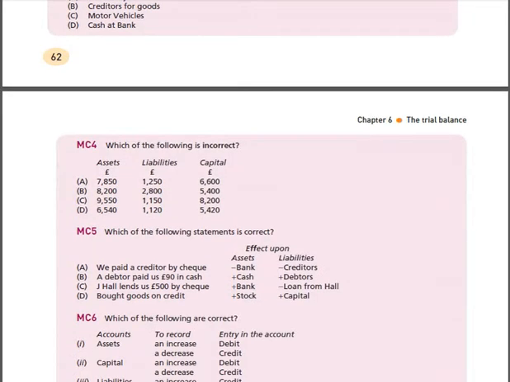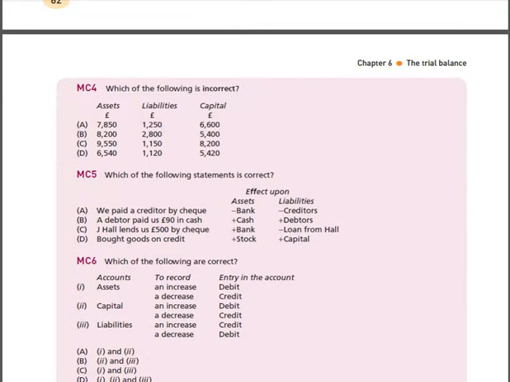Question number 4. Which of the following is incorrect? You have to use the accounting equation to find out that assets equals capital plus liabilities. So you would have to add the liabilities and capital and see whether it equals assets. For the first one, liabilities and capital equal assets. That is B also, but for C, it does not equal. So C is then the wrong answer.